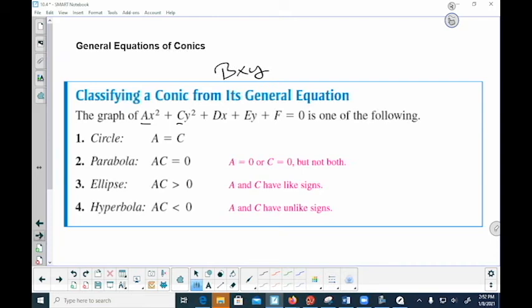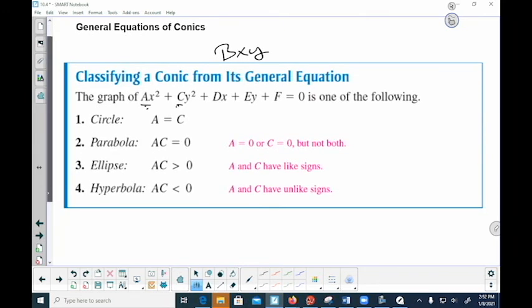So these rules still apply though even when you have a middle term like that. So A and C are my coefficients of my two squared terms. So that's all I'm really going to look at. I really don't care about the rest of the equation. I really don't. So what I'm going to do is I'm looking at the A and the C.